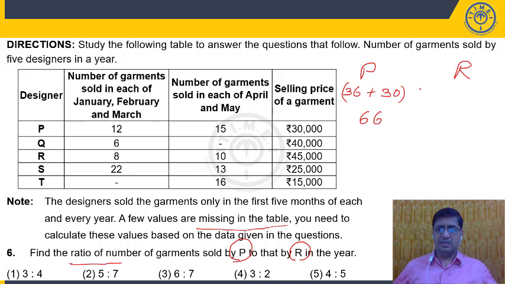Then what about R? If you observe R, 3 times 8 is 24, and 2 times 10 is 20. So what is the sum of these two values? 44. Yes, my dear students, what do we need to find? Now the ratio. Simplify this. What is the cancellation?